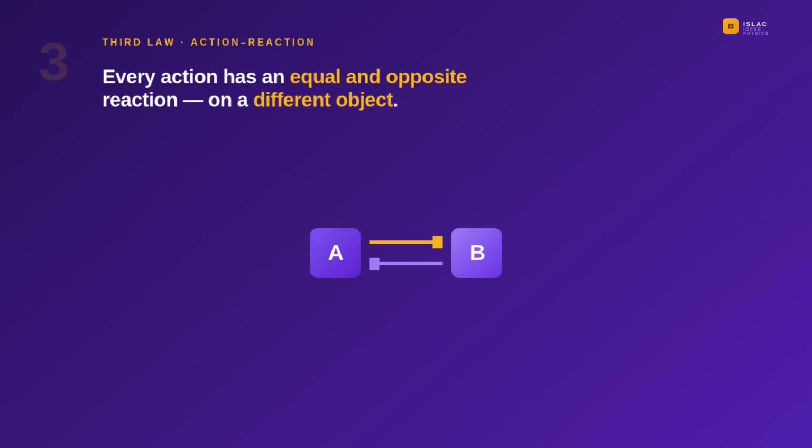Newton's third law: for every action there is an equal and opposite reaction. If object A pushes on object B, then B pushes back on A with a force that is equal in size but opposite in direction.